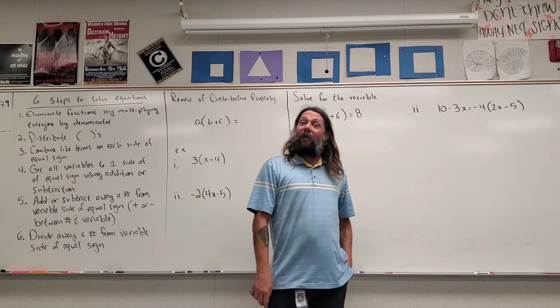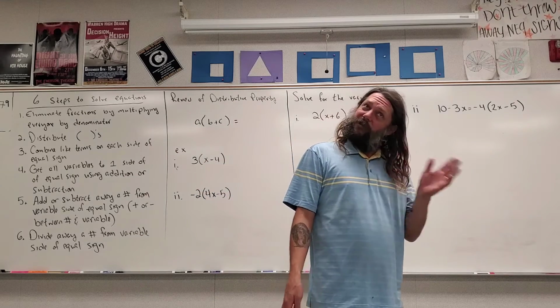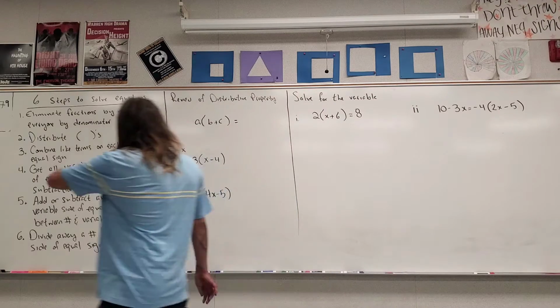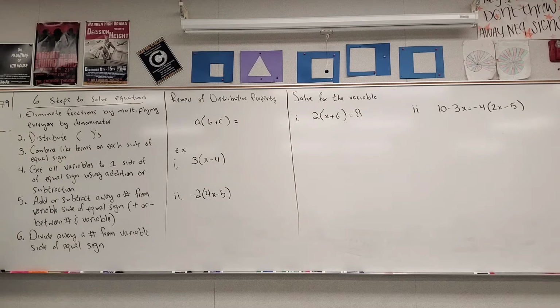Now there's going to be 2 more lessons after this, 5 or 6 or 7 lessons, I don't quite remember, but this is our final list of steps that we're going to use to solve equations. Our first step is to eliminate fractions by multiplying everyone by the denominator. Our second step, which is a new step, is going to be to distribute, and the clue is you have parentheses. Our third step is going to be to combine like terms on each side of the equal sign. You can't go across, you're on each side of the equal sign.